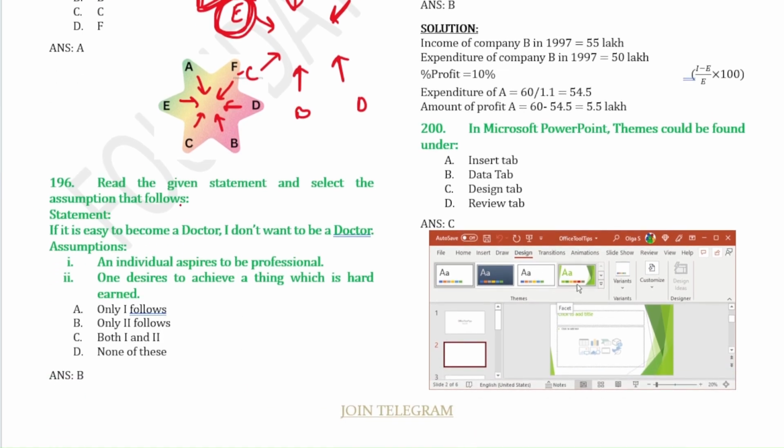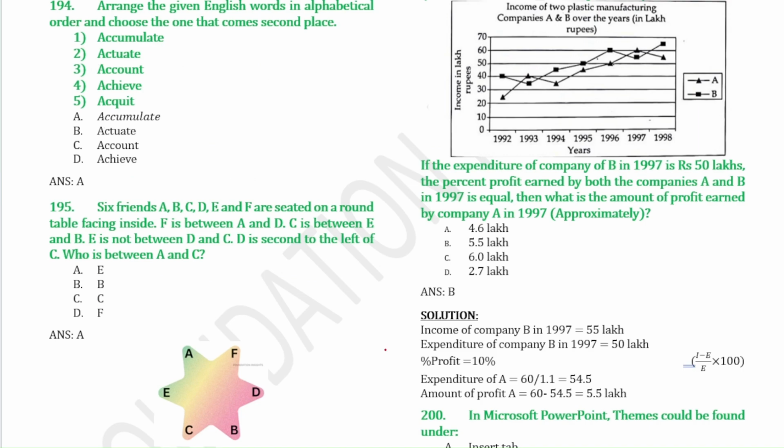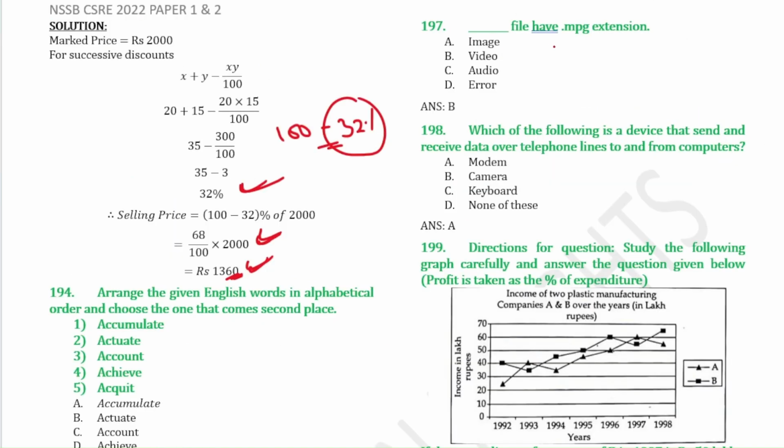Next question. You have to read the statement and then select the correct assumption. So if it is easy to become a doctor, I don't want to be a doctor. So the assumption is only 2 follows, okay? Next question, you have to arrange the letters. Next question, dash have .mpg extension, so that is video. Which of the following is a device that sends and receives data over telephonic lines? So when you see telephonic lines, the answer will be modem, okay?